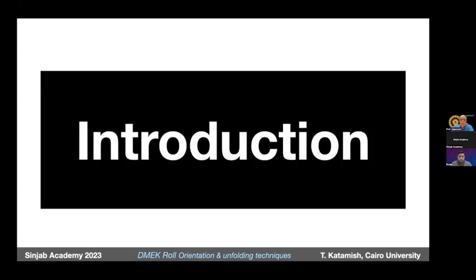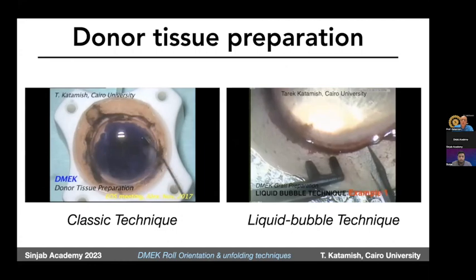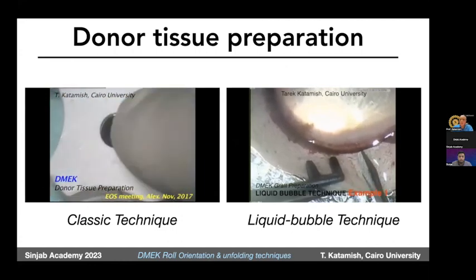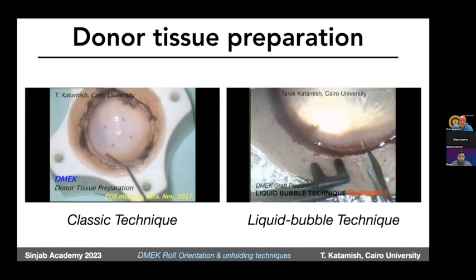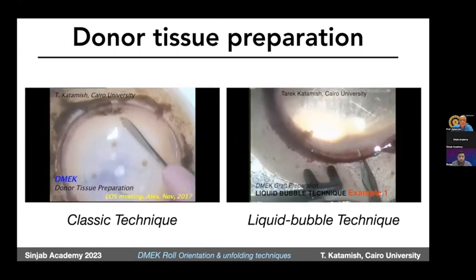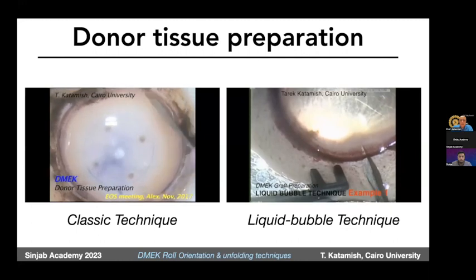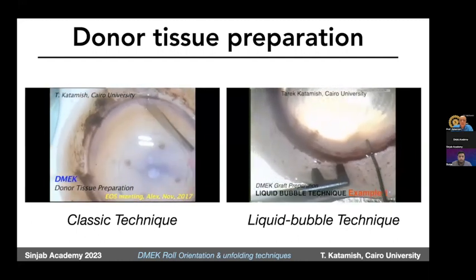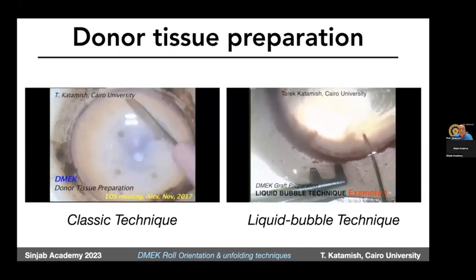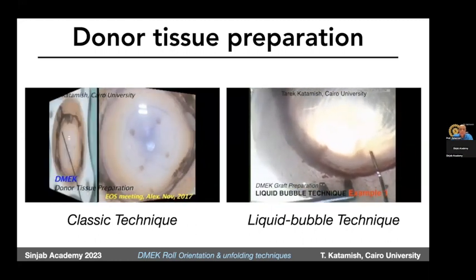I will give a very brief introduction to the steps before orientation of the DMEK graft in the anterior chamber. So first of all, we do DMEK tissue preparation. I either use the classic technique on the left-hand side, in which we make peripheral incisions and then start stripping from the periphery. This technique may have the disadvantage of some peripheral tears.